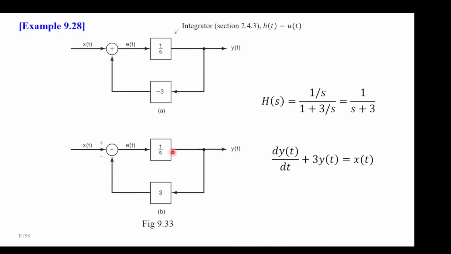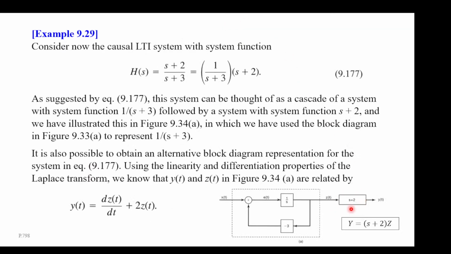But just like what we talked about in chapter 2, we don't like this positive power of s here, because it corresponds to a differentiator. Differentiators are hard to compute and hard to design, and they are not very stable. So we try to get another block diagram that doesn't have this s plus 2 component. To do this, we think about how the y here is related to this z here. We want our output y of t to equal s plus 2 times z.